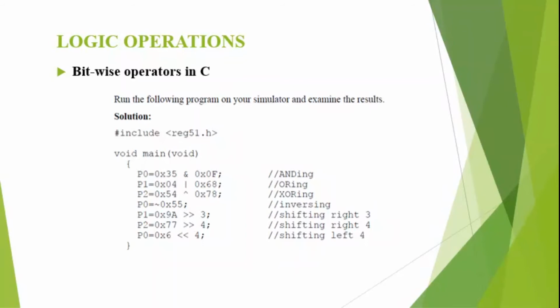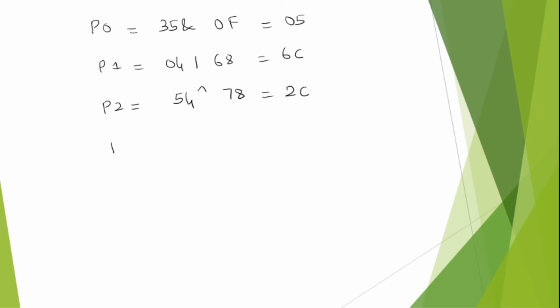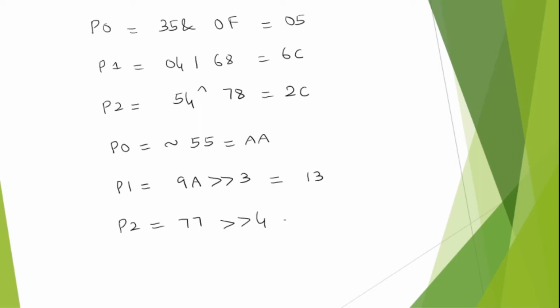So we have the output: P0, that is 35 bitwise AND with 0F, as 05, and P1, 04 OR with 68, that is 6C, P2, 54 XOR 78 as 2C, P0, inverse of 55 as AA, P1, 9A after shift right 3 bits as 13, P2, 77 after shift right 4 bits as 07, P0, 06 after shift left 4 bits as 60.